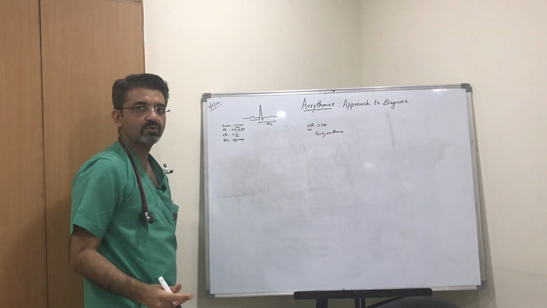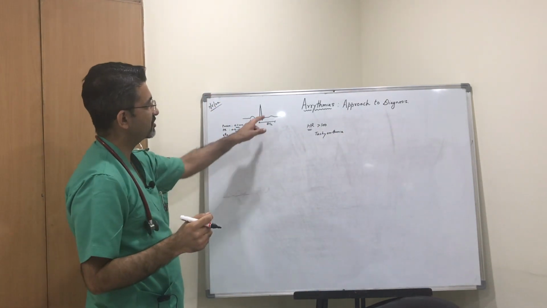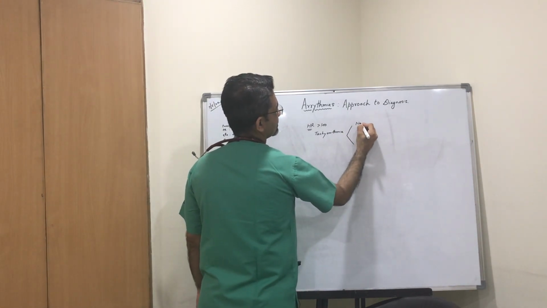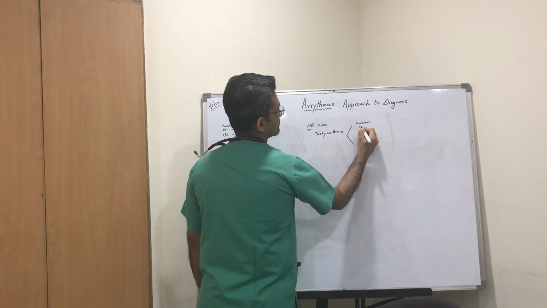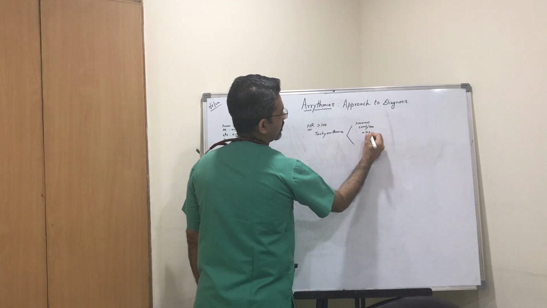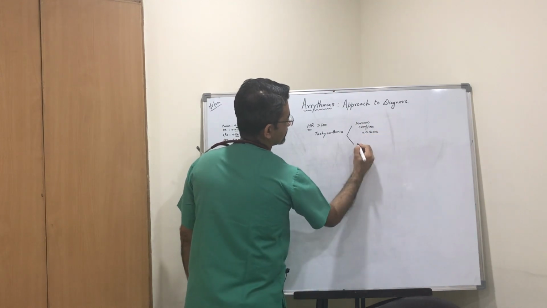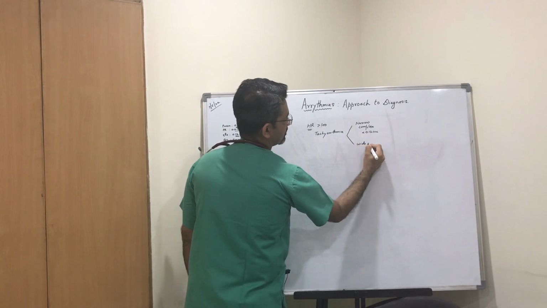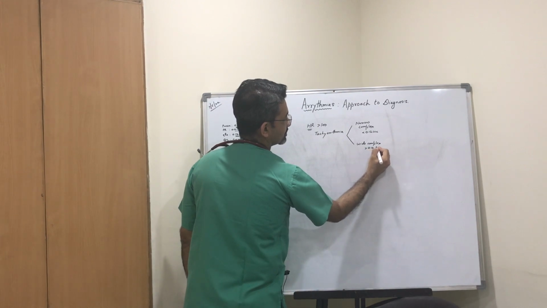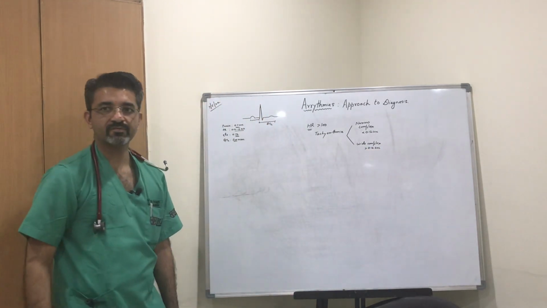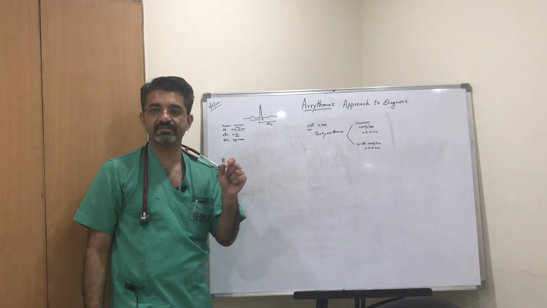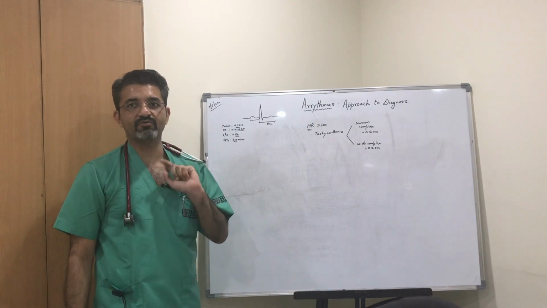Now what do you do? You decide by seeing the QRS whether this tachyarrhythmia is a narrow complex tachyarrhythmia, that is, the QRS is less than 0.12 seconds, or it is a wide complex tachyarrhythmia, more than 0.12 seconds. This is the first step in tachyarrhythmia: you see the QRS, whether it is narrow or wide.